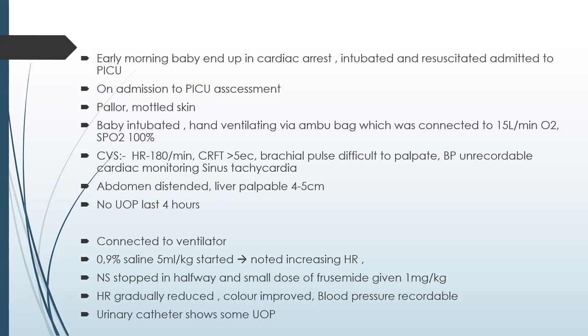Soon after admission to PICU, we connected to the ventilator. Because of poor pulse and no urine output for the last 4 hours, we tried 0.9% normal saline, 5 ml per kg, just started. The heart rate was increasing, so we stopped the bolus and gave 1 milligram per kg furosemide. Heart rate gradually reduced to around 160, the color of the child improved, blood pressure became recordable, and with the urinary catheter there was some urine output.